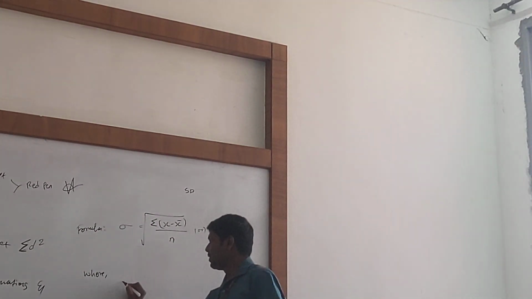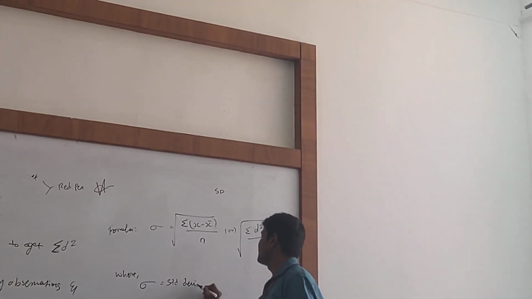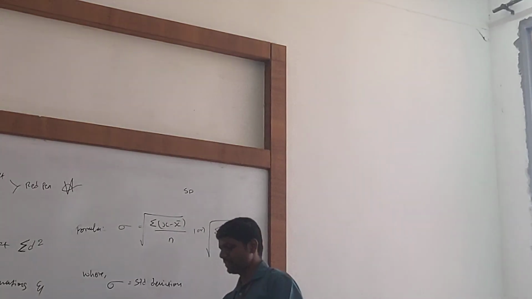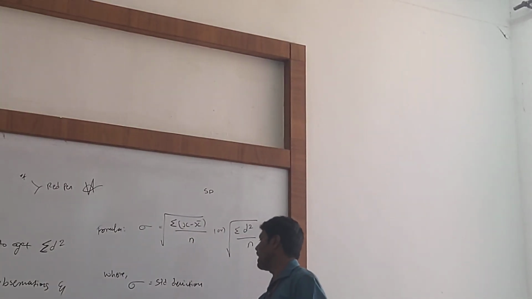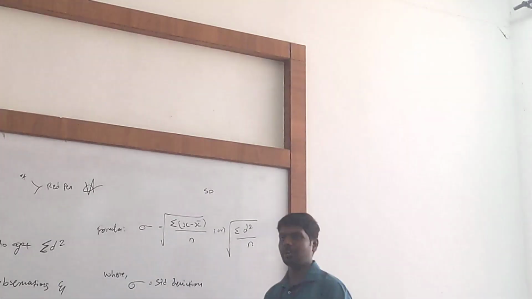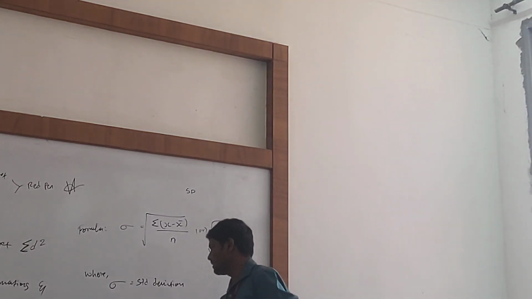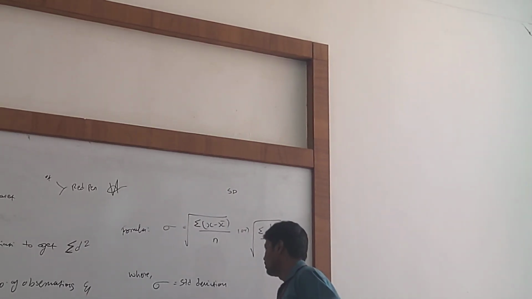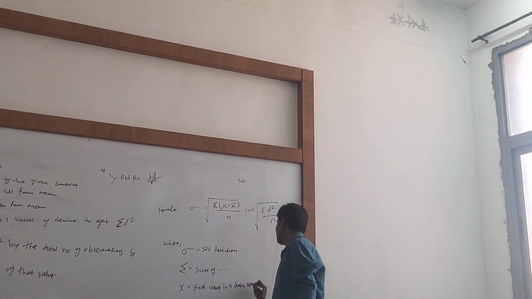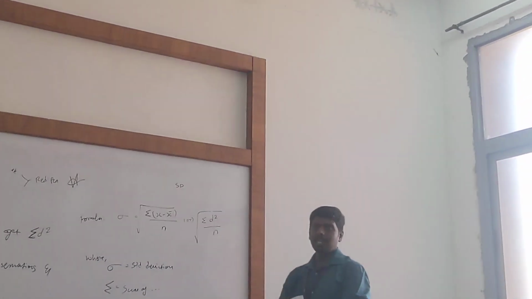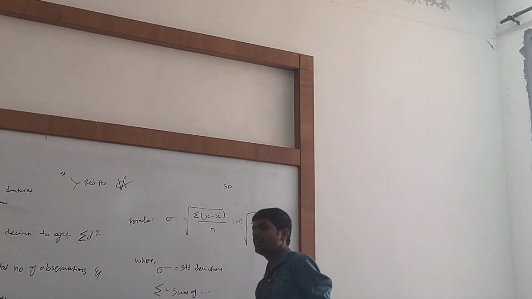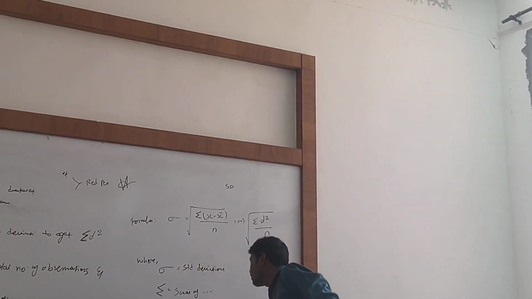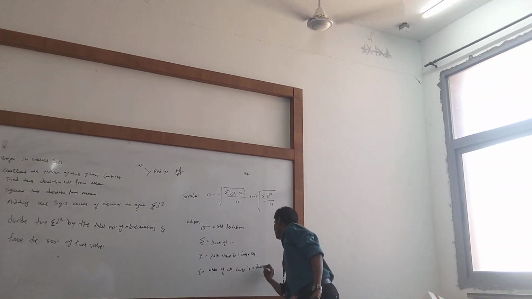Write down. Rho stands for standard deviation. This symbol stands for sum of values. X stands for each value in a data set. Then x bar. X bar stands for the mean of all values in the data set.